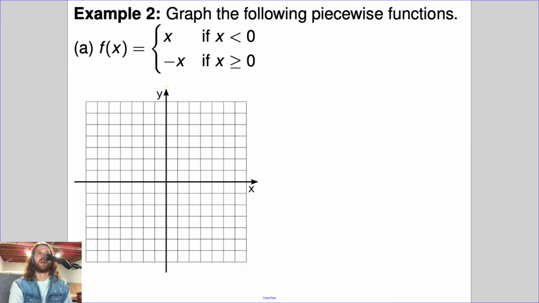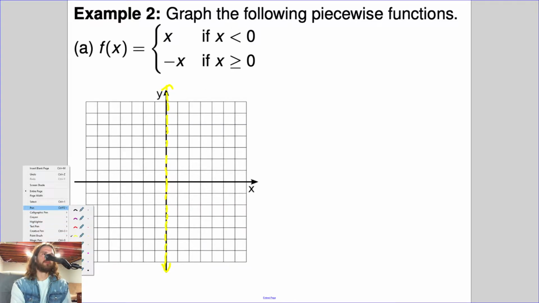So the first thing that I do is I come through with this yellow dashed line. This is my boundary where the function changes. You guys can see that's the boundary where the function changes. And so I'm going to come through and I'll put these in different colors.